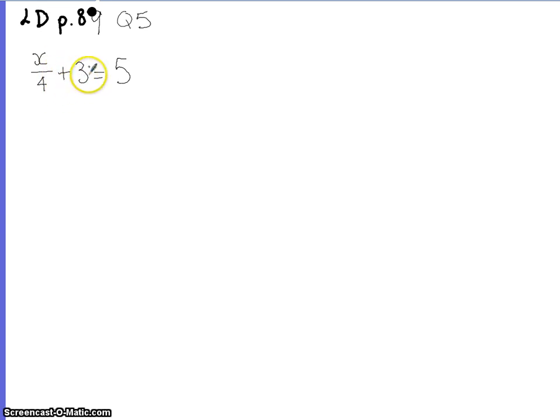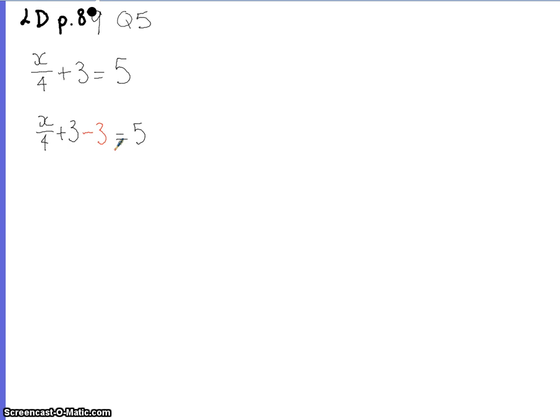Okay, so what we're trying to do, remember from our last topic, is we're trying to get everything removed from here, so we're just left with our x. So we just want x left on its own. And in order to do that, we've got x divided by 4 plus 3 equals 5. We want to get rid of the 3. So in order to get rid of 3, we'd have to take 3 from there.